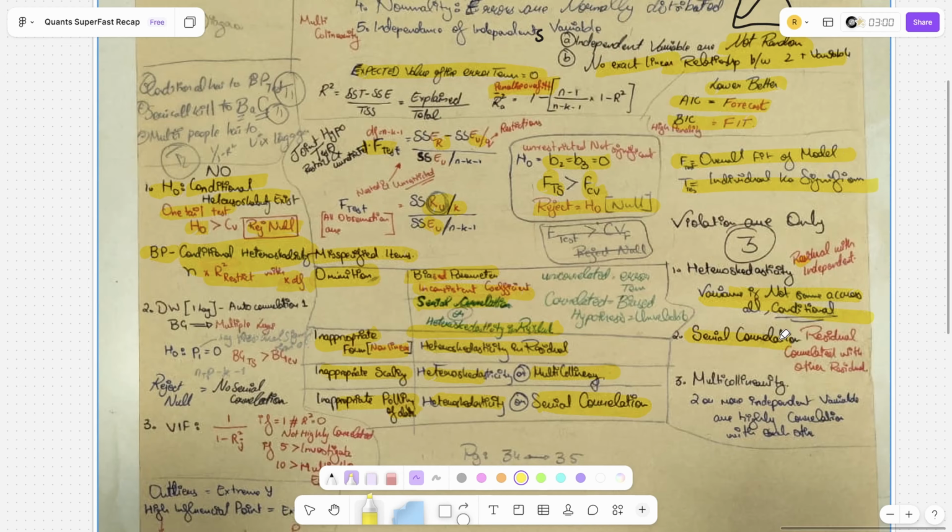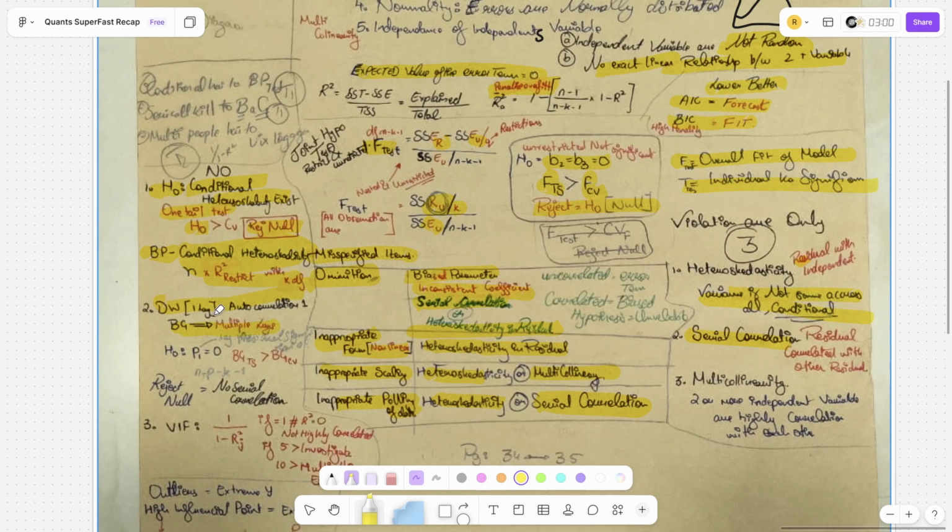Then serial correlation means that the residuals are correlated with each other. To test for this, we use the Durbin-Watson test. In the Durbin-Watson test, we take the help of autocorrelation, AR1, AR2, and we take the BG test. So for serial correlation, we take the help of the DW test and the BG test.